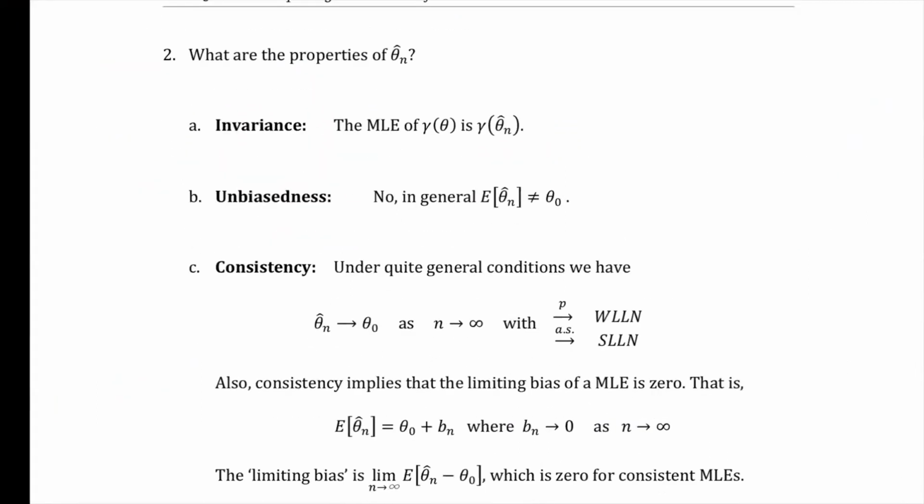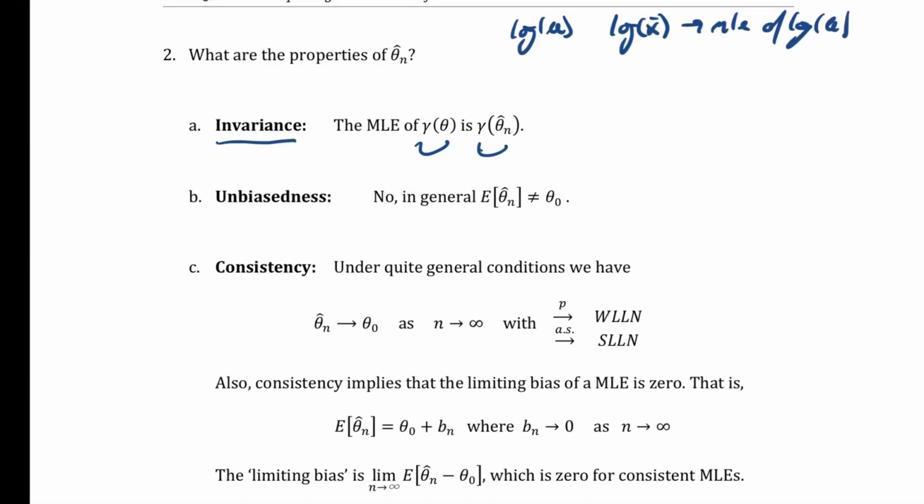So what are the properties of the maximum likelihood estimator? Well, one is this nice invariance property, which is, if I'm interested in a function of the true value, I just take a function of the maximum likelihood estimator. So if I'm interested in log of the mean, I can just take log of x bar, and that's the MLE of log of mu. Nice and easy.